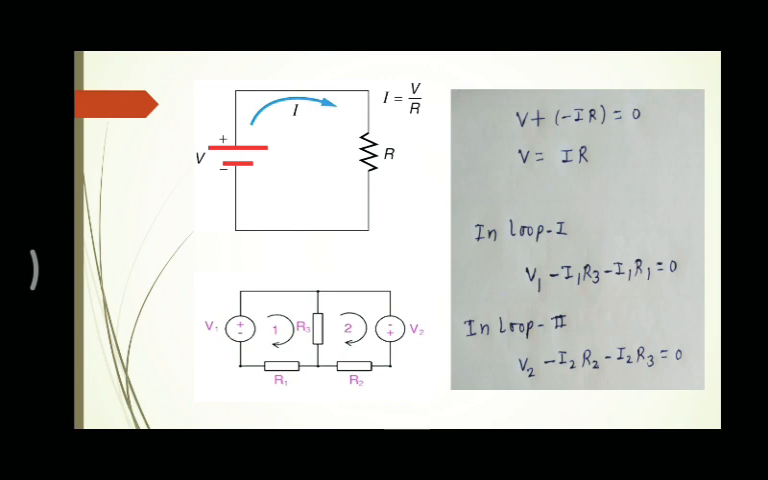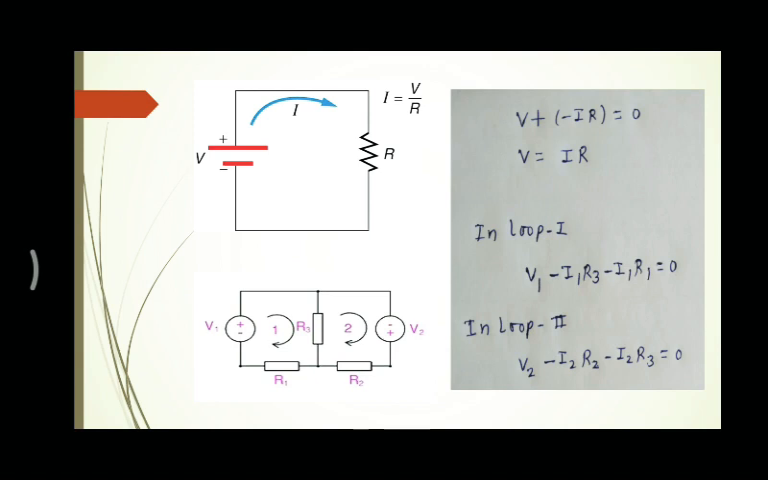Now we have two circuit diagrams. In the first circuit diagram there is one loop, and in the second circuit diagram there are two loops. Now first we solve the first circuit diagram. In the first circuit diagram we can see that there is one battery and resistance R. I is the current and the blue arrow shows us the direction of flow of current.